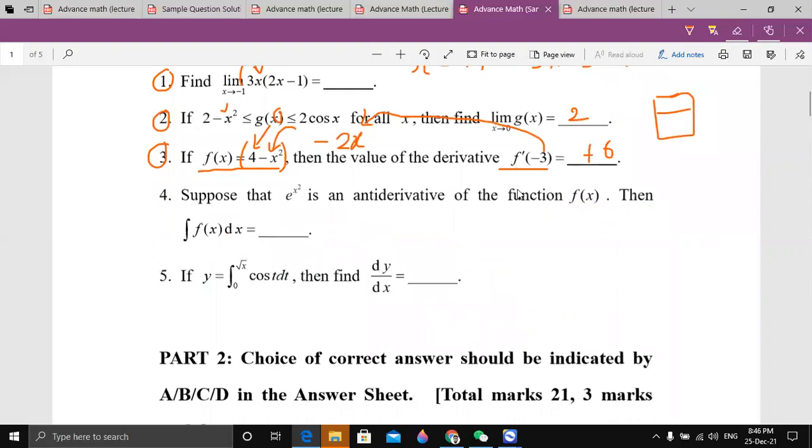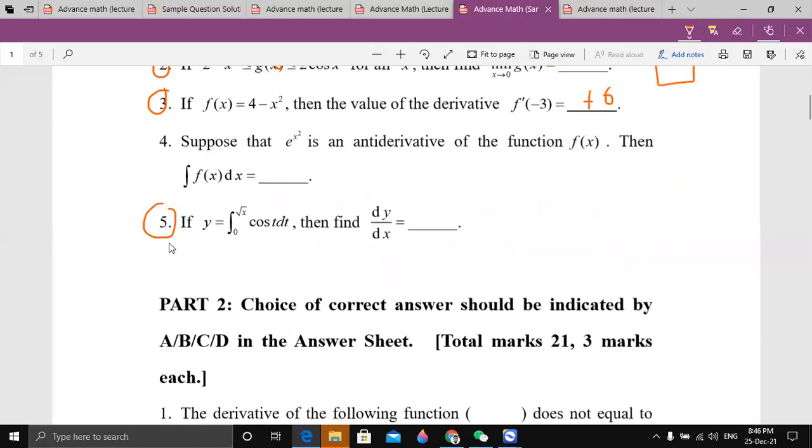So let's go to next question. Number 5, we have if y is equal to integration of 0 to root over x of cos t dt, then find dy by dx. That means we have to differentiate this function, okay? But we have integration inside of this function, right? So we have to think two ways. Number one, if it is an odd function, or number two, if it is an even function, okay?